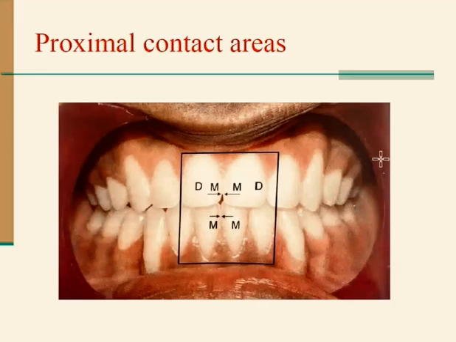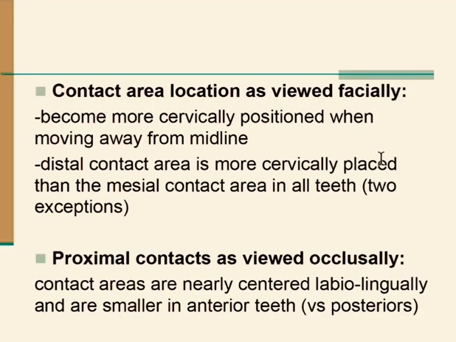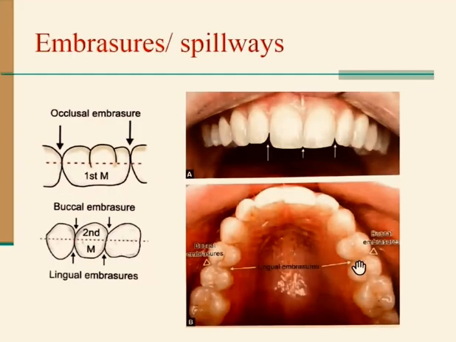Now, if we want to know the second thing, here are the proximal contacts as viewed from the occlusal side. Let's see if we have a picture. Here is the occlusal side. As you see from the occlusal side, which means buccolingual location, okay? In the anterior teeth, we have contact areas nearly centered labiolingually, okay? Small, and in the center, in the midline labiolingually, the contacts. While if you go to posterior teeth, the contact areas are larger, we said broad proximal areas.